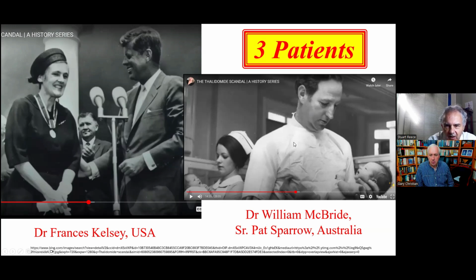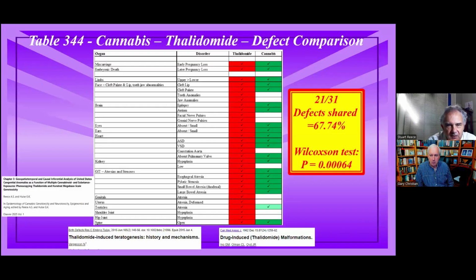And this is a picture of Dr. William McBride from Crown Street Women's Hospital, which was the largest obstetric hospital in the Southern Hemisphere at the time, and Sister Pat Sparrow, who alerted Dr. McBride to what was going on. And then he travelled overseas and was a key advocate internationally for this process.